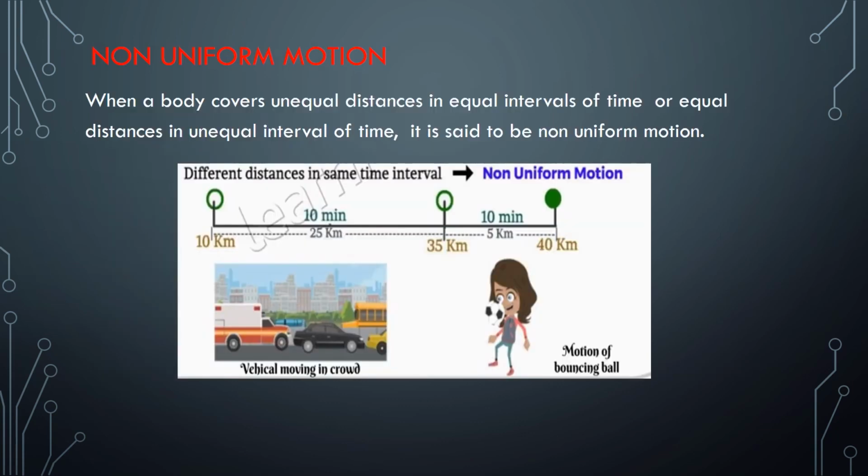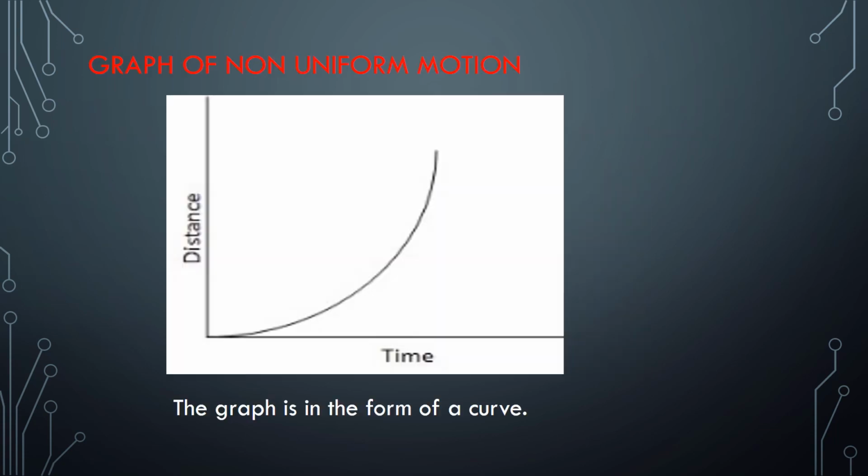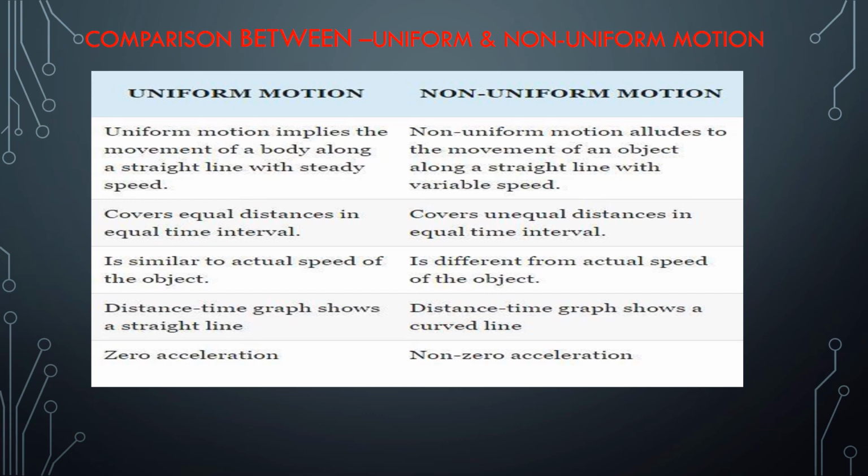Practically, most of the bodies moving on the earth are in the state of non-uniform motion, as they cover unequal distance in equal time intervals, or you can say equal distance in unequal time intervals. For example, the cars moving in a huge traffic. So, if we plot a graph for a body in the state of non-uniform motion, we will see that it is going to be a curve since the body covers unequal distance in equal time intervals. This slide shows you the comparison between uniform and non-uniform motion.